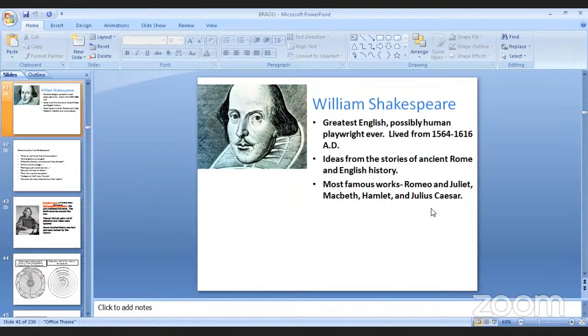Then also, we have The Rivals by Richard Brinsley Sheridan, and that was during the Restoration period. So these are the two plays for this unit: one is The Rivals by Richard Brinsley Sheridan, and the other one is Macbeth by Shakespeare.